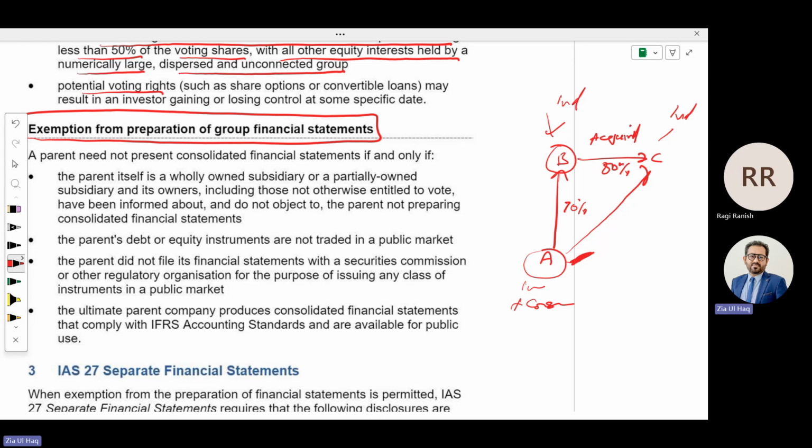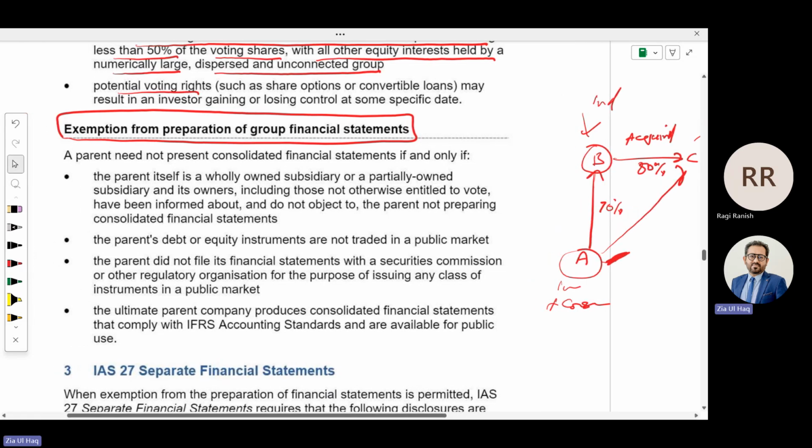Now read this. A parent need not present consolidated financial statements, meaning B, if and only if the parent itself is a wholly owned subsidiary or partially owned subsidiary and its owners, including those not otherwise entitled to vote, have been informed about and do not object to the parent not preparing consolidated financial statements. In simple words, if it itself is a subsidiary of any other parent company.